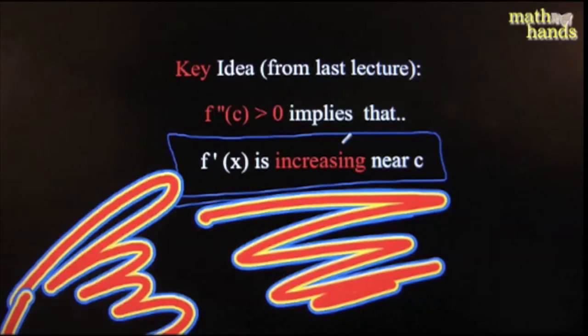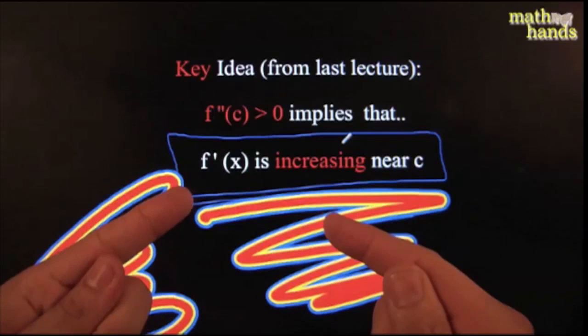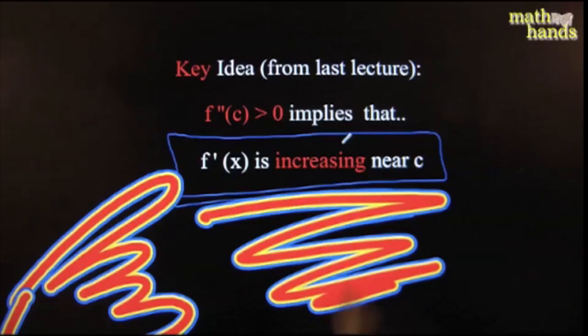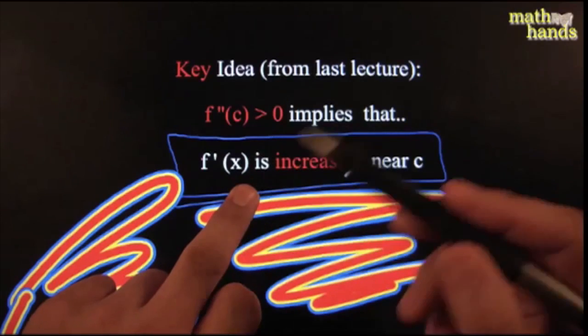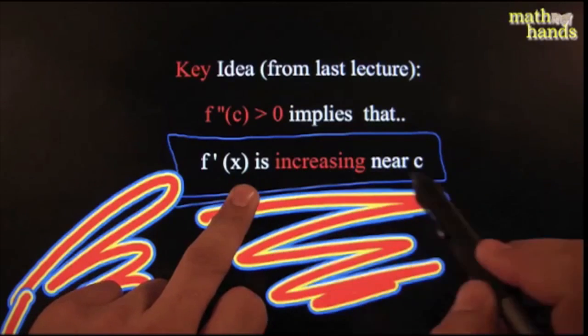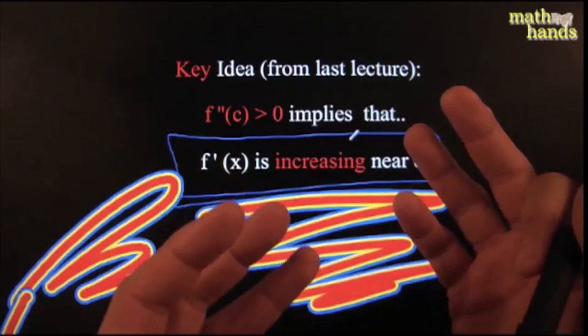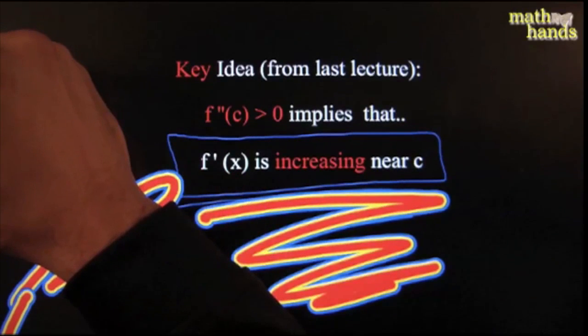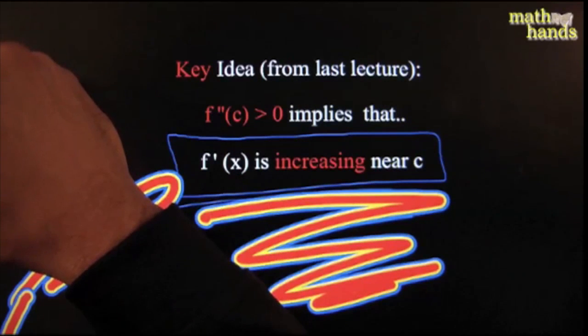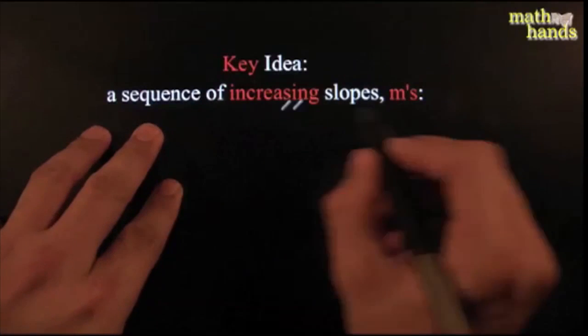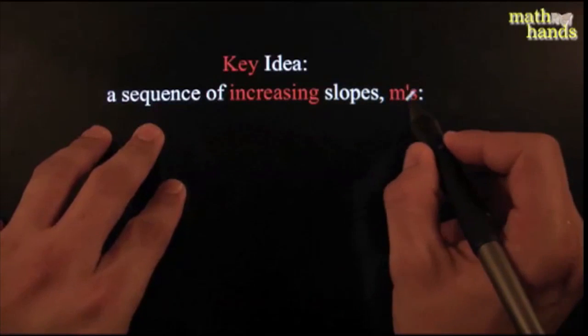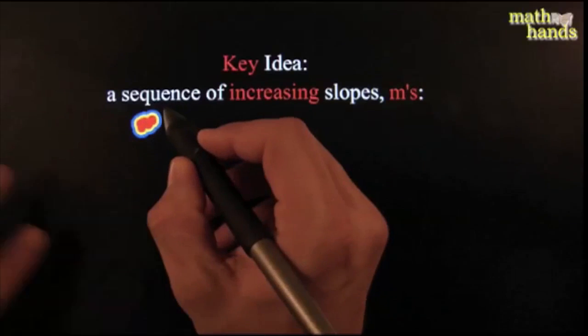Alright. That's what we got to focus on. What does it mean for f prime to be increasing? For tangent slopes to be increasing? Well, we really have no business studying tangent slopes if we can't even handle just regular old slopes. So I thought it'd be instructive to start off with something like this. What does it mean to have a bunch of regular old slopes? We'll call them m.